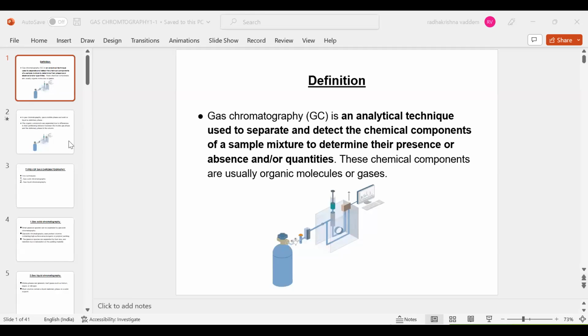Important questions from this topic are detectors used in gas chromatography and stationary phases used in gas chromatography. So gas chromatography is an analytical technique. It is used to separate and detect the chemical components of a sample mixture to determine their presence or absence and quantities.